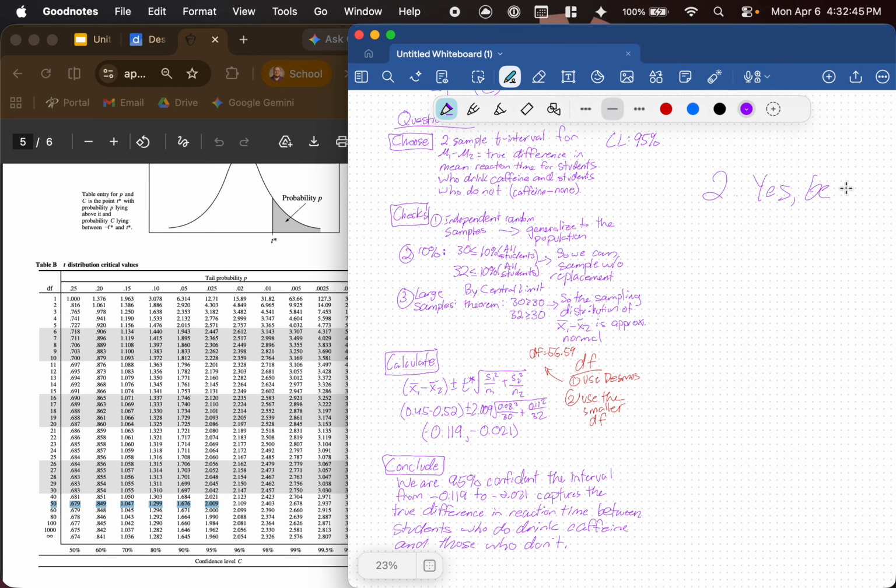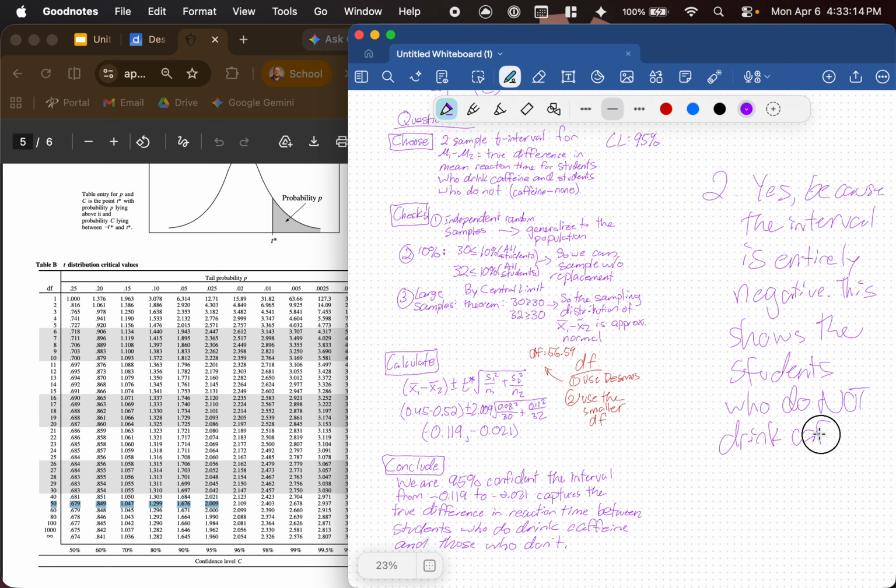Yes, because the interval is entirely negative. This shows the students who do not drink caffeine have a different reaction time than those who do. Hopefully that's obvious here because our interval is entirely negative.